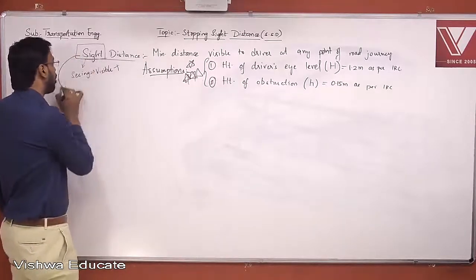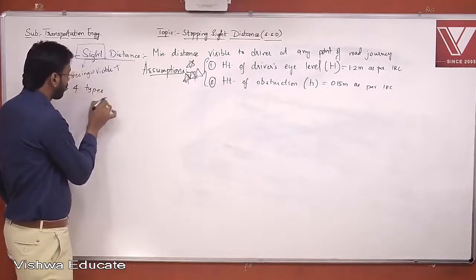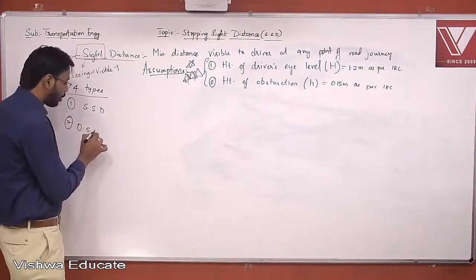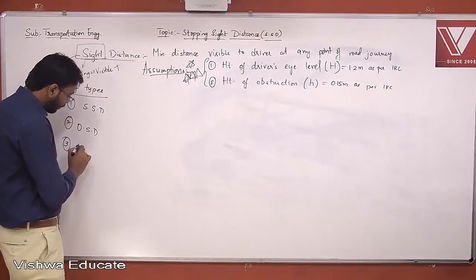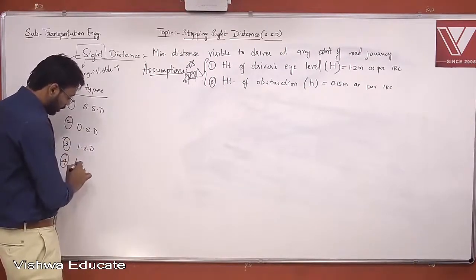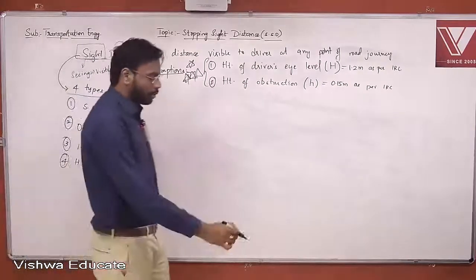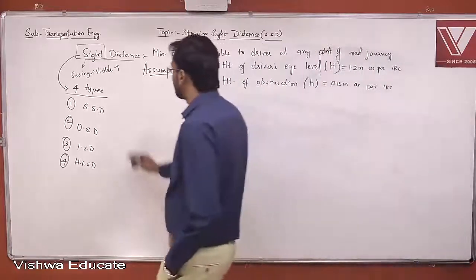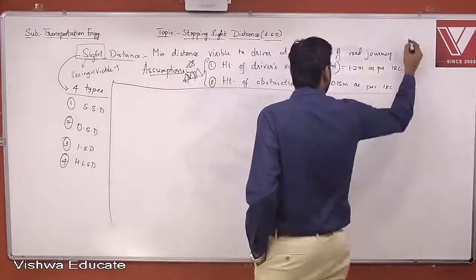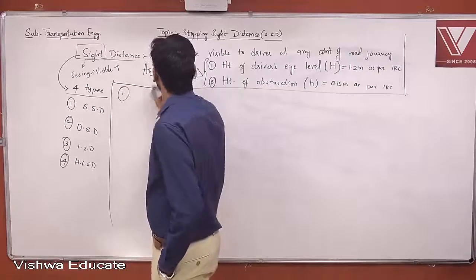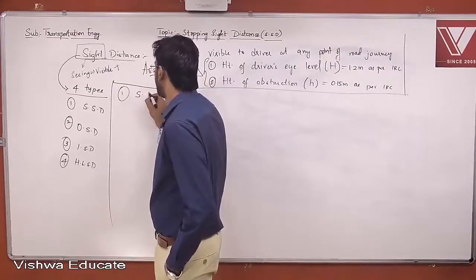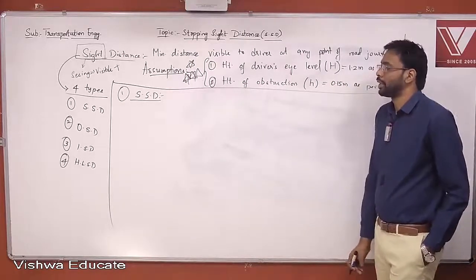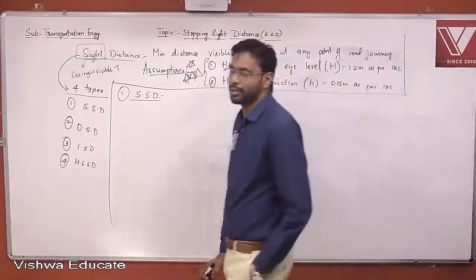Now, these sight distances can be of four types. First one is stopping sight distance. Second one is overtaking sight distance. Third one is intermediate sight distance. And fourth one is headlight sight distance. So there are four types of sight distances: SSD, OSD, ISD, and HLSD. Right? So let me start with the first type, that is stopping sight distance. That is the present topic for the session. Stopping sight distance, SSD. Now, let me take a figure and then explain this stopping sight distance here.